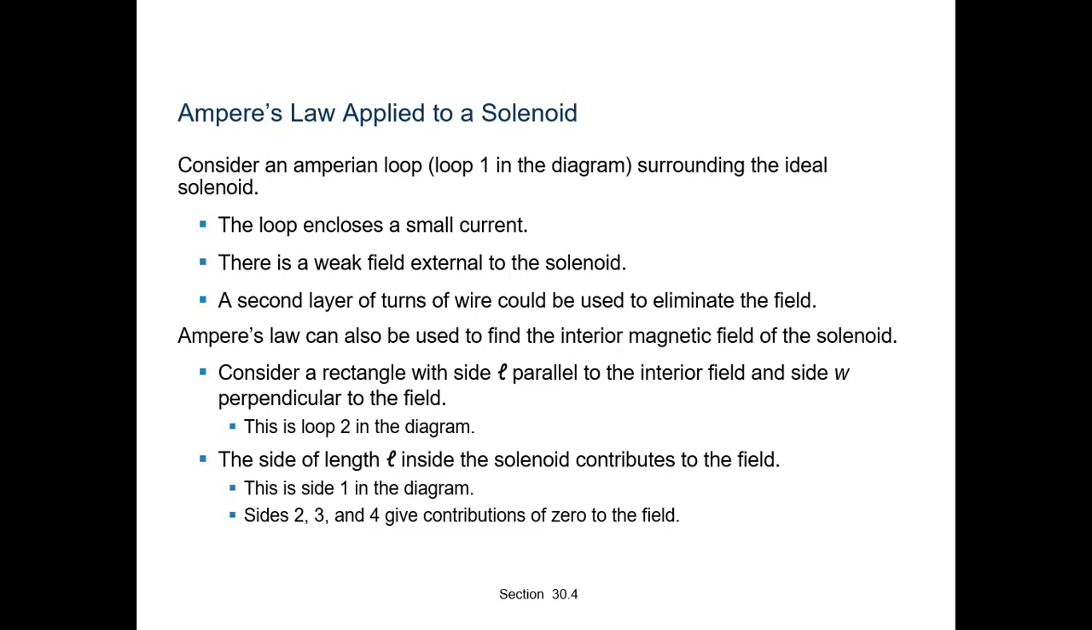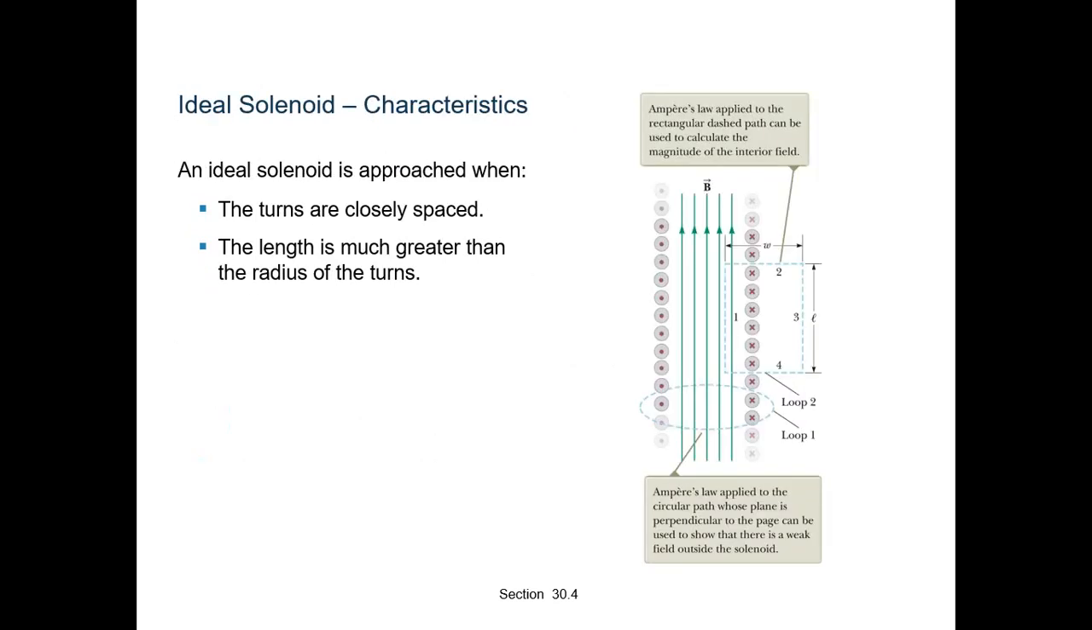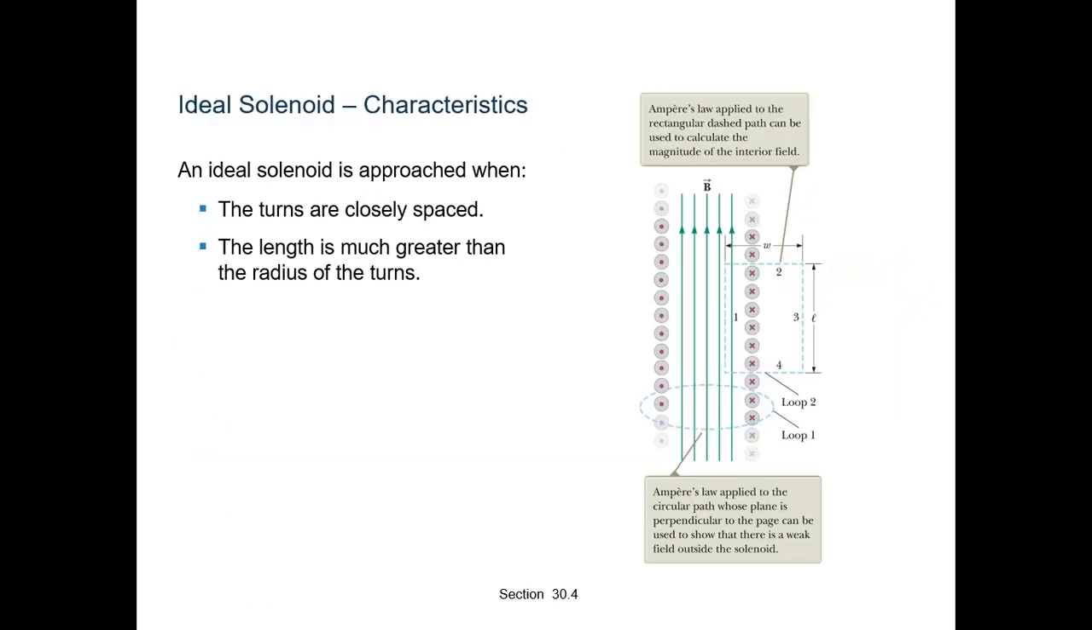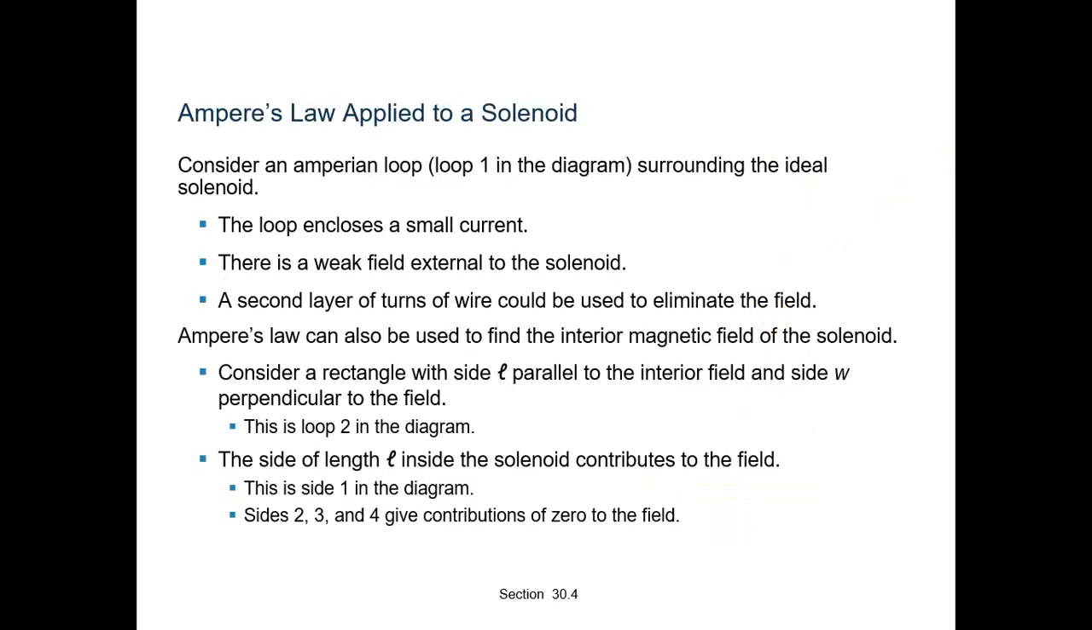This is loop 2 in the diagram. Sides 2, 3 and 4 do not participate in producing the field, only side 1 does. The side of length L inside the solenoid contributes to the field. Side 2, 3 and 4 give a contribution of 0 to the field.